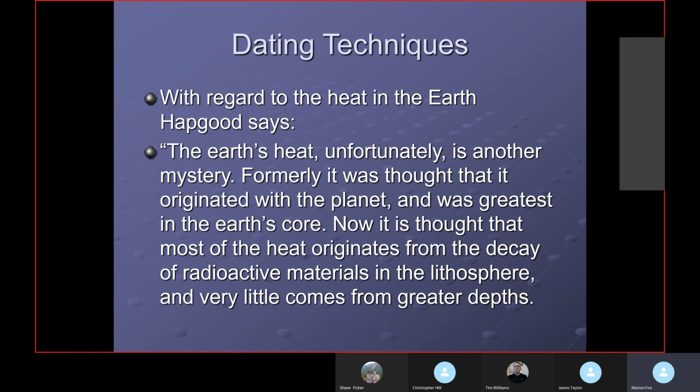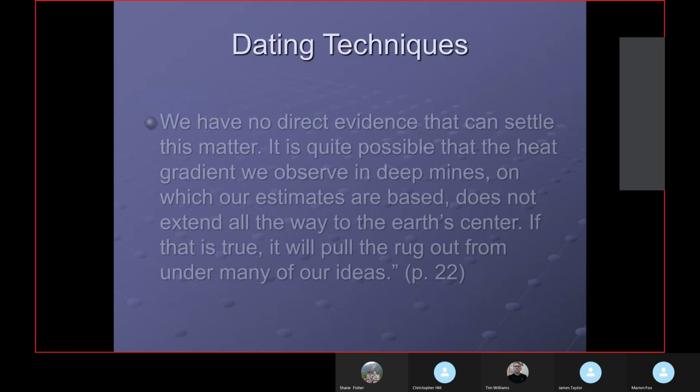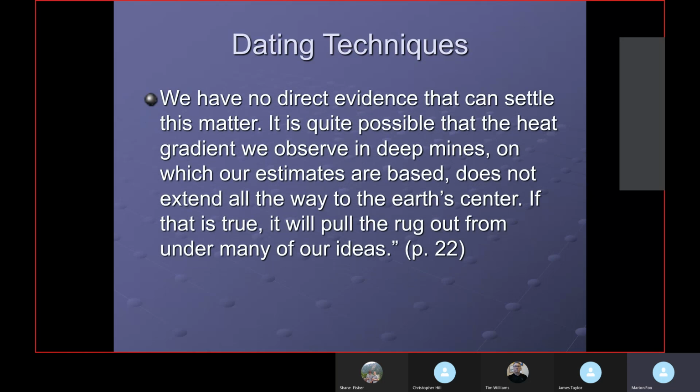Formerly, it was thought that it originated with the planet and was greatest at the Earth's core. Now it's thought that most of the heat originates from the decay of radioactive materials in the lithosphere, and very little comes from the greater depths. Isn't that interesting? That's what it's thought. We have no direct evidence that can settle this matter, so we can't settle it.